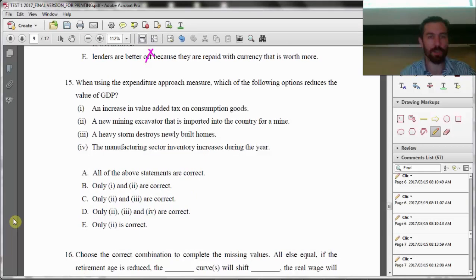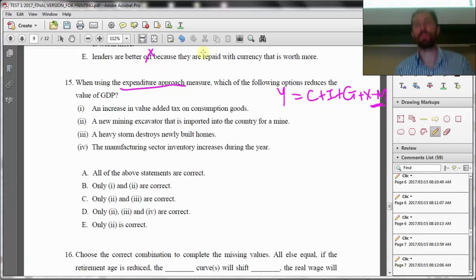When using the expenditure approach, and the key here was this idea of the expenditure approach, which of the following reduces the value of GDP? So the first thing here is value added tax, VAT. It's got nothing to do with your expenditure approach. If you have a mining excavator that's imported, well, in terms of our expenditure approach, Y equals C plus I plus G plus X minus M. So in measuring GDP with the expenditure approach, imports would lower the value of GDP.